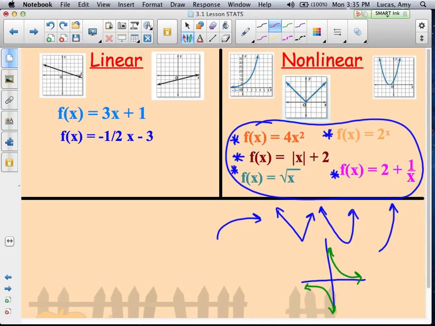So the regular equations with x, just a plain x, you could have a coefficient that's a fraction, or a positive or a negative number. Those were the ones that were linear.